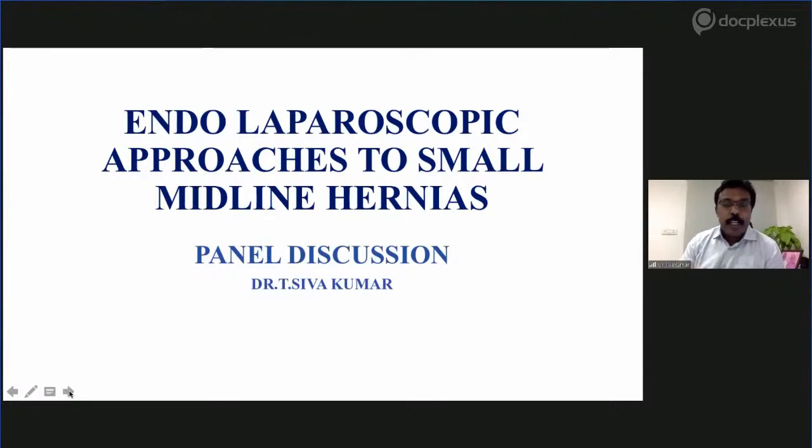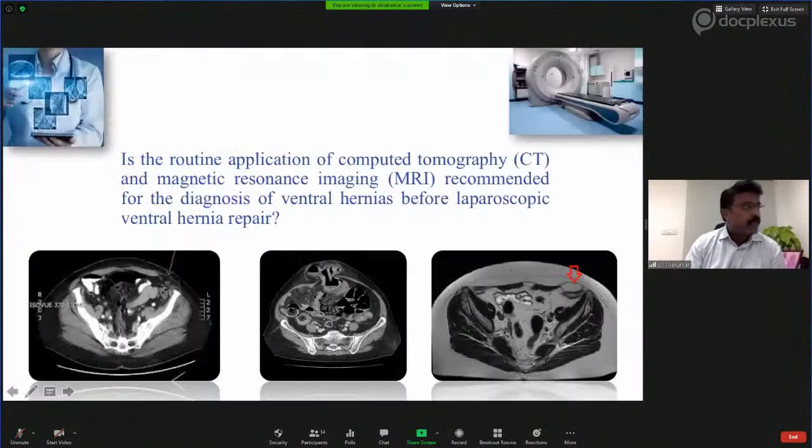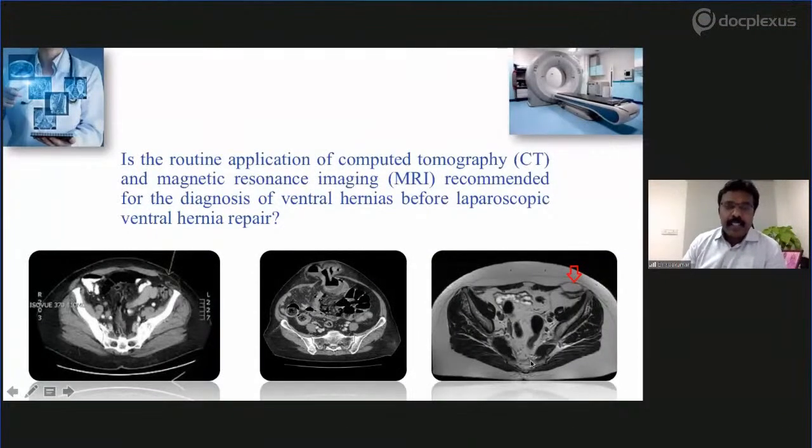Is the routine application of CT and magnetic resonance imaging recommended for the diagnosis of ventral hernia? No, I don't think that is. One minute, sir. Is a routine application of CT or MRI needed before the laparoscopic ventral hernia repair? This is the first question for you, sir.